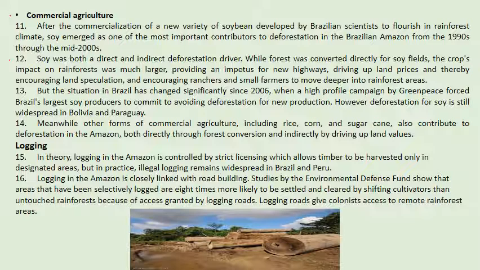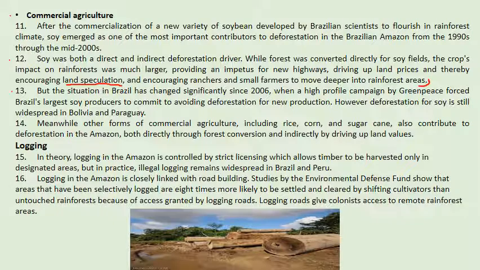Soy was both a direct and indirect deforestation driver. While forest was converted directly for soy fields, the crop's impact on rainforest was much larger, providing an impetus for new highways, driving up land prices, and thereby encouraging land speculation. Meaning you buy land and you wait a short time or a long time until its price increases, and then you sell it. That's what speculation means. And encouraging ranchers and small farmers to move deeper into rainforest areas, obviously causing more deforestation.